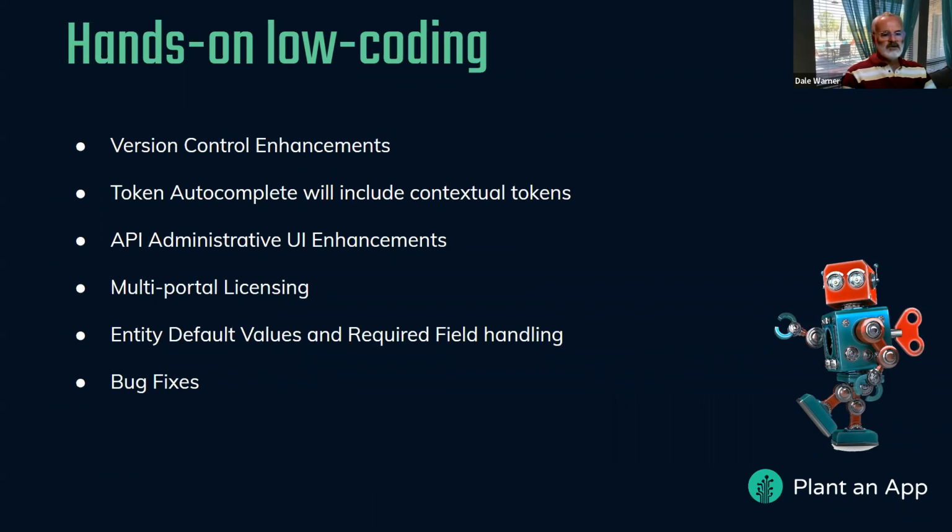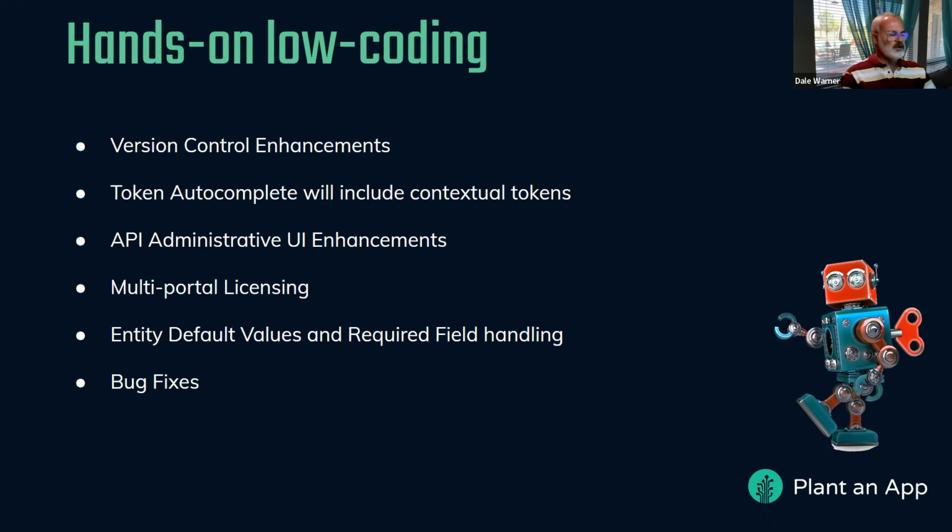We introduced a token autocomplete feature in version 1.23. We're extending that to deal with contextual tokens. We introduced API administrative. Our UI has been changing, and we did that in automation. We're now extending that to APIs, so we'll explore that a little bit.